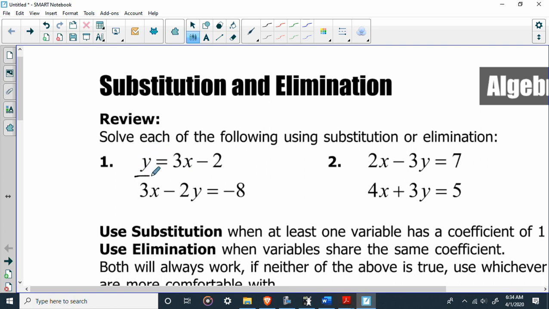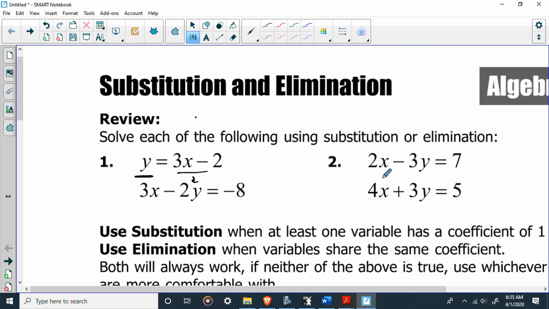So, look, really, when is a good idea to use substitution? Well, when you have a variable isolated, right? So here, I have y is equal to 3x minus 2, right? So I can just plug 3x minus 2 right in here. That's pretty straightforward, right? Now, if I wanted to use elimination for this, I could, but again, is it worth the trouble?